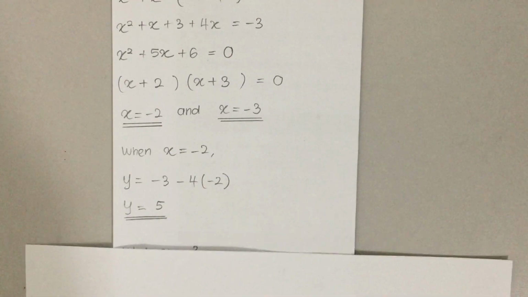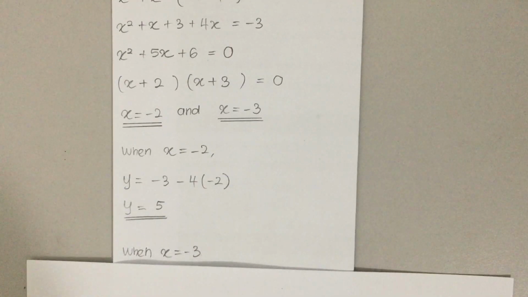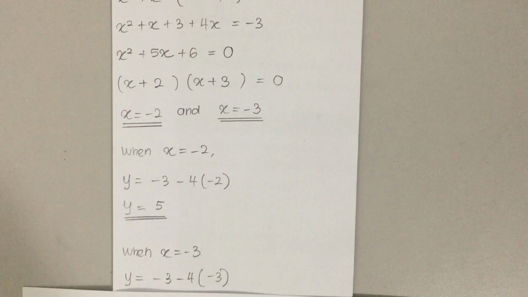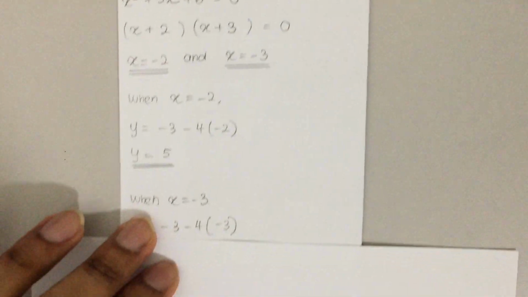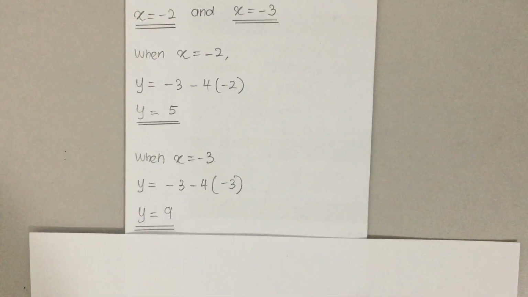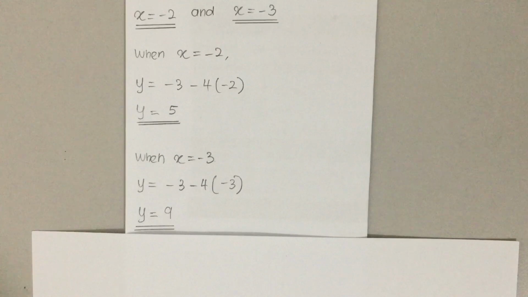Moving on, when x = -3, y = -3 - 4(-3). So what you get is -3 + 12. So -3 + 12, you will get your answer is 9. Okay guys, that's all for the working for question number 1. Now I'm going to show you question number 2. So please hold on for a moment.